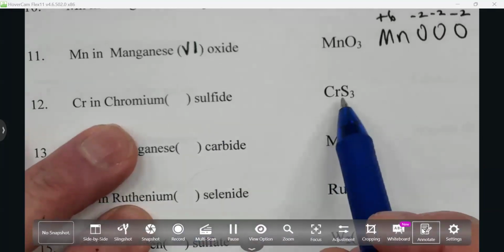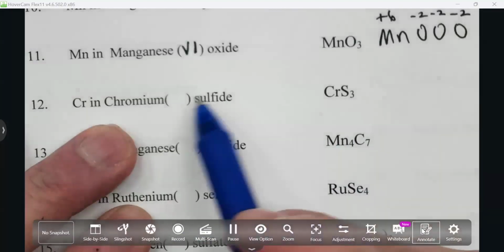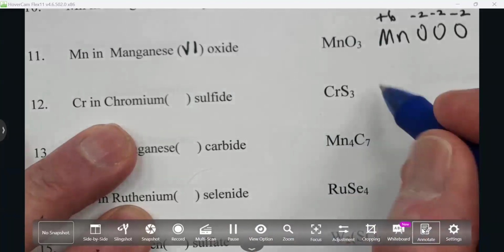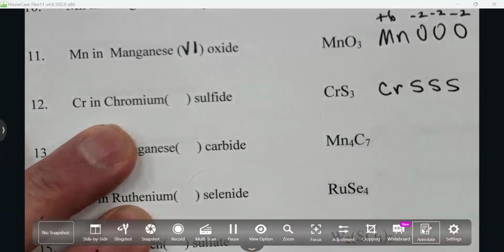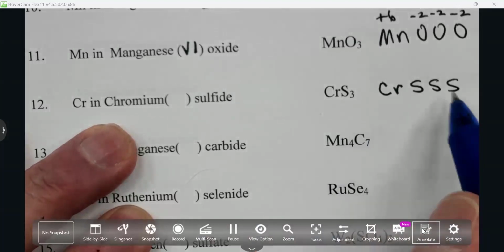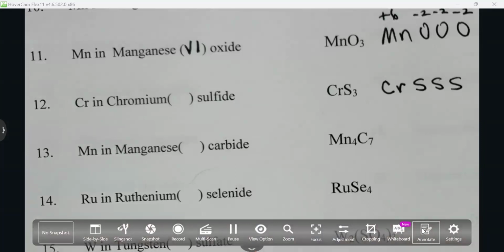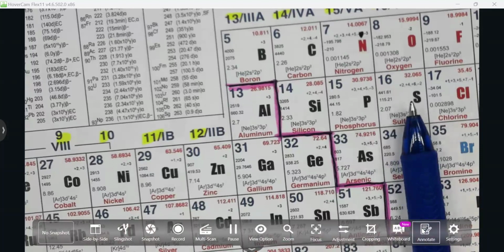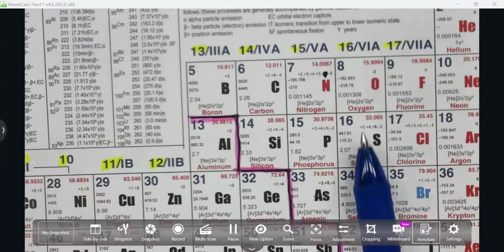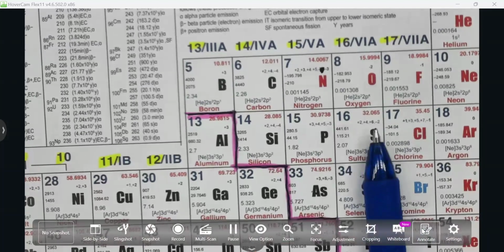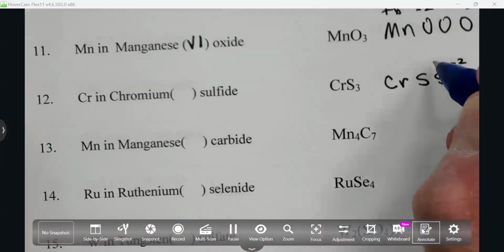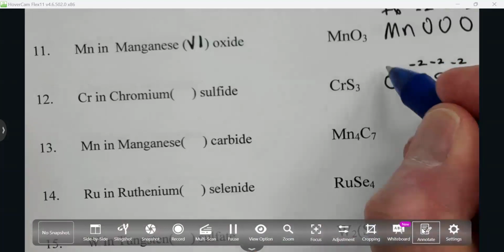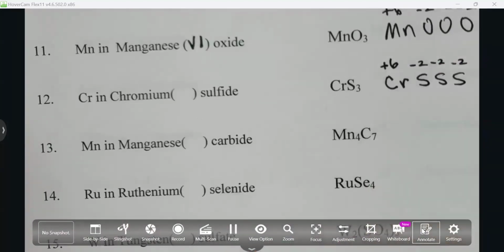Chromium sulfide. What's the charge of sulfide? Oxidation state, I should say, sulfide. -2 column, yes. Same as oxide, -2, right there it is, -2. So -2, -2, -2, plus 6, yes?